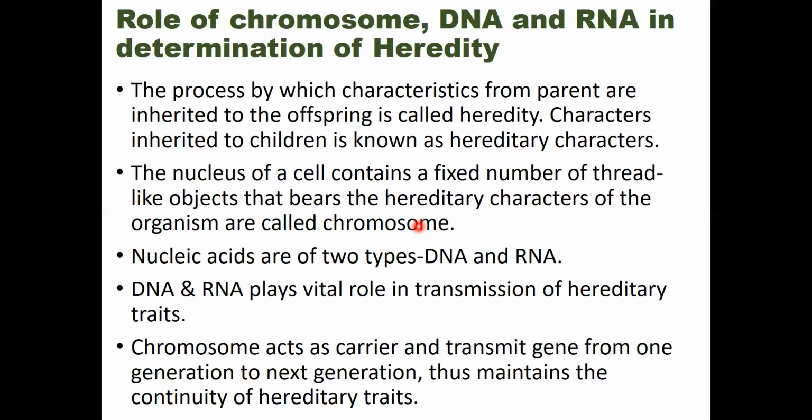Okay. A character of an organism may be controlled by more than one gene. Again, a single gene may control several characters. Like in humans, the eye color, hair pattern, and skin color are all controlled by multiple genes. So many genes are responsible for these characteristics. Chromosomes act as carriers, and they transmit genes from one generation to the next generation, and thus maintain the hereditary traits. All these things are possible only because of mitosis and meiosis cell divisions. Okay.